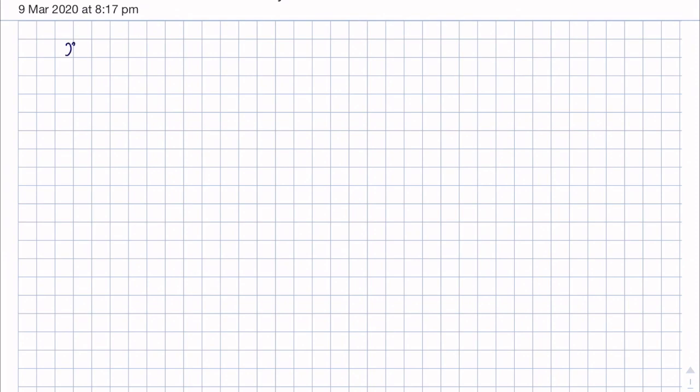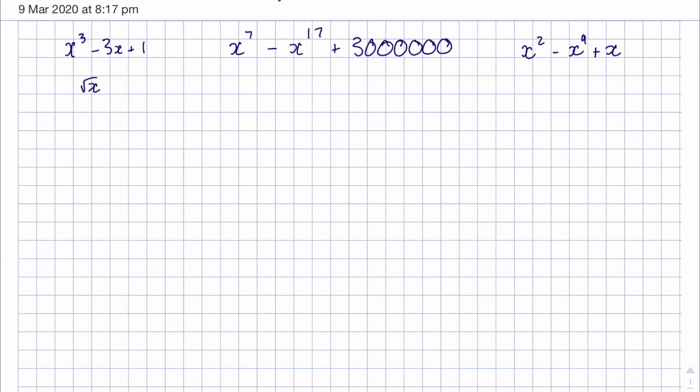where we've got like x cubed take 3x plus 1, or we might have x to the 7 take x to the 17 plus 3 million, or we might have x to the 2 minus x to the 9 plus x, something like that. But if we've got something like root x in it, or if we have something like 1 over x in it, which is x to the minus 1, remember, that's not a polynomial.